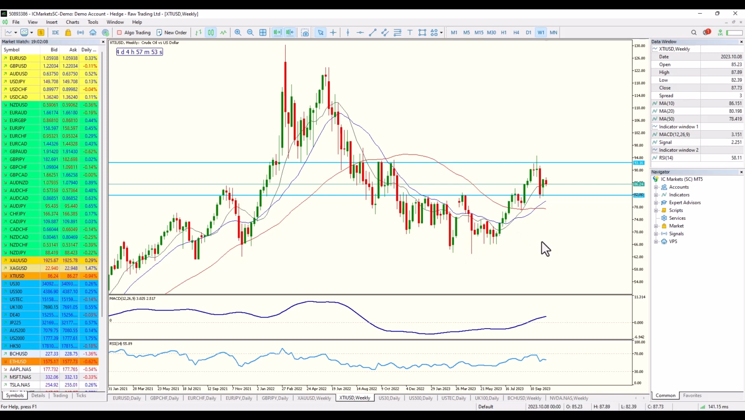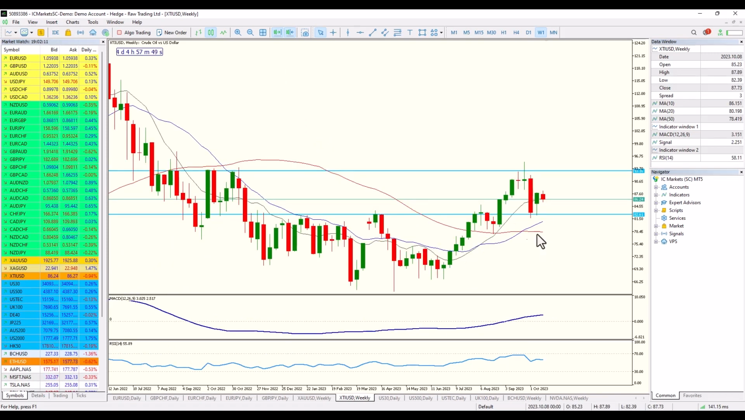If we then have a look at crude oil, one of the things I would comment on here is that we come back, found a nice level of rejection at resistance here.